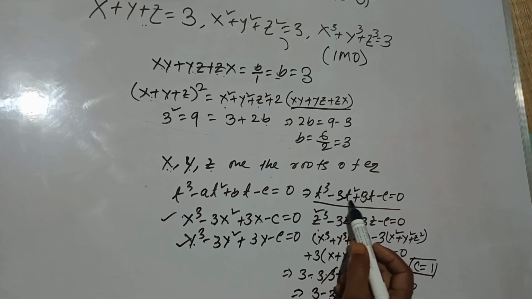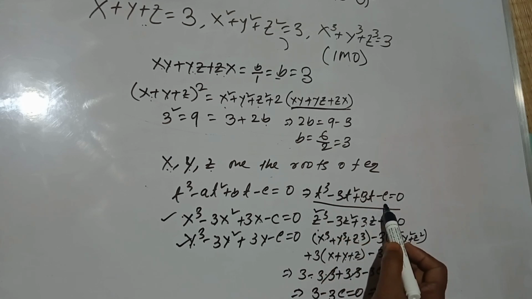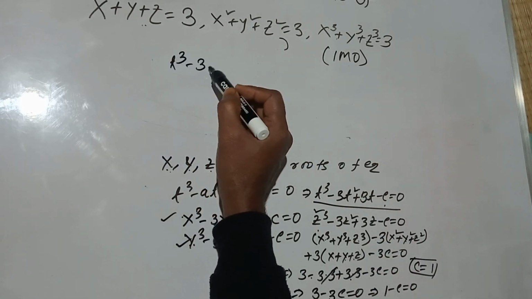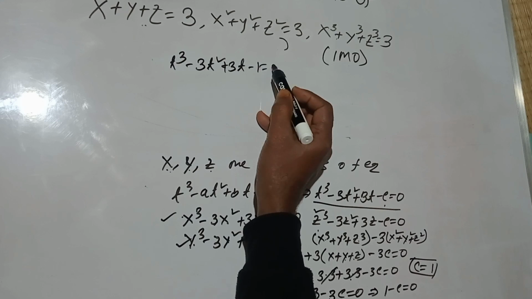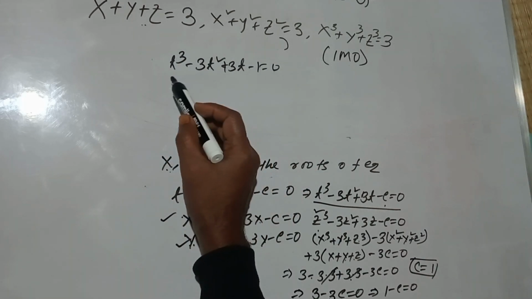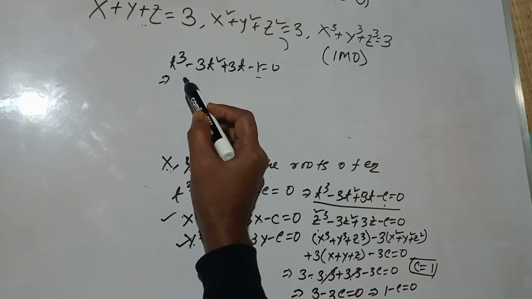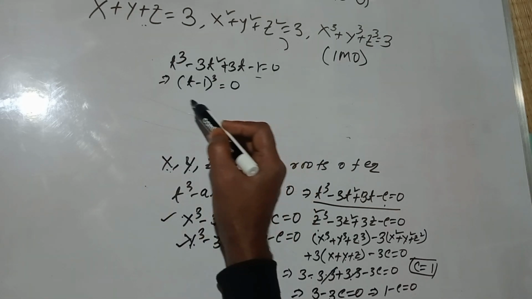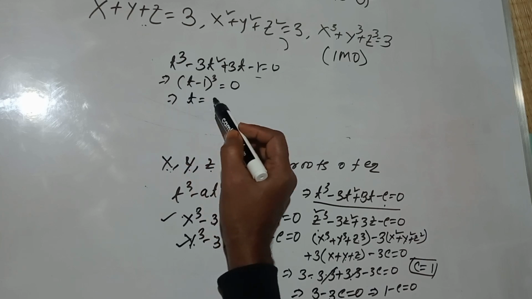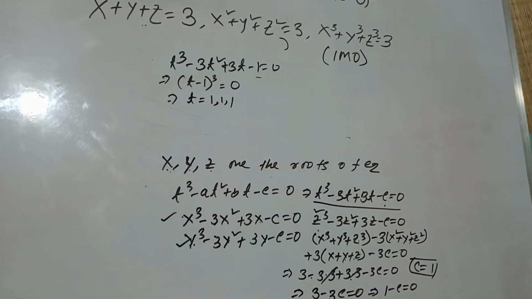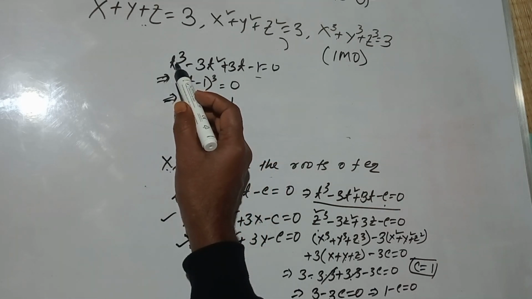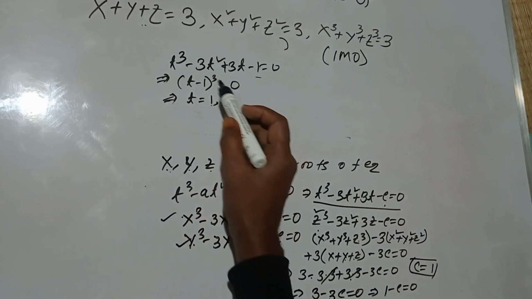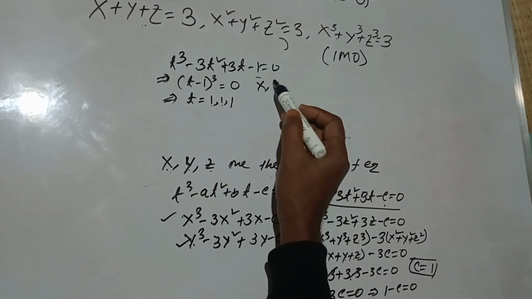So we can put the value of c here, and the equation will be t cube minus 3t square plus 3t minus 1 equal to 0. If you notice this equation, it is simply the formula of t minus 1 whole cube equal to 0, and t equals 1, 1, 1. So this equation has 3 roots and all are equal: 1, 1, 1. And we also know that the roots of this equation are x, y, z.